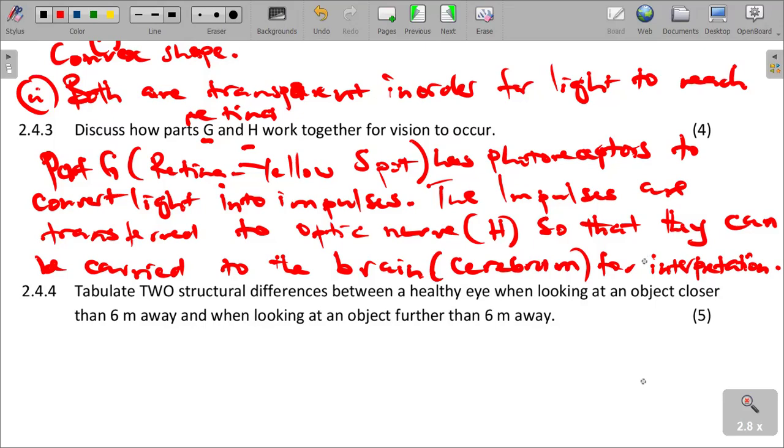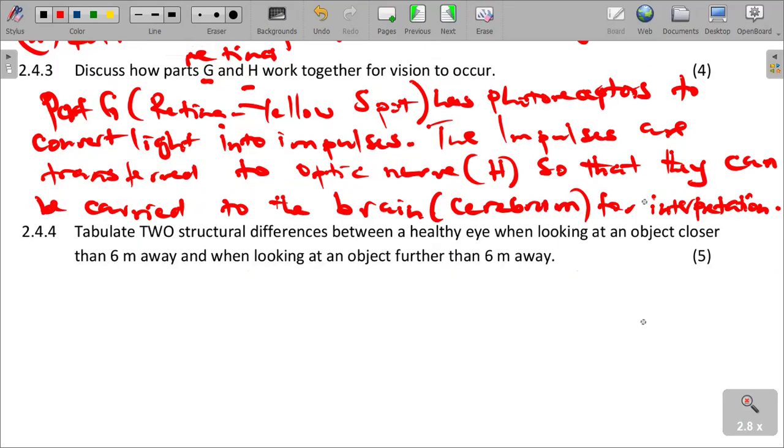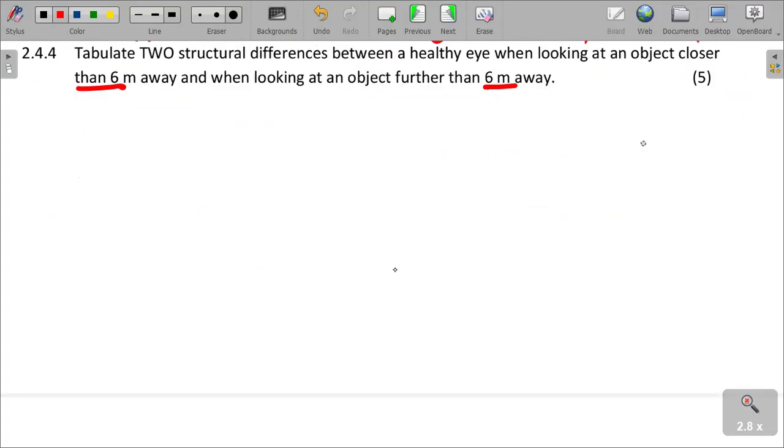And then tabulate two structural differences between a healthy eye when looking at an object closer than 6 meters away, and when looking at an object further than 6 meters away. So class, what we are asked about here is to explain far and near vision. That is what we are talking about, whereby you need to look at accommodation.